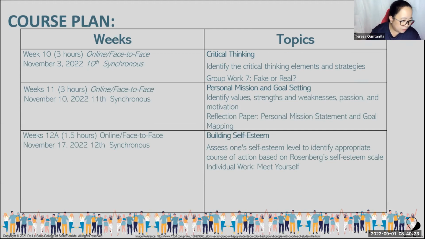Okay, so on the 12th week, you have to have a building esteem. To know our self-esteem, you have to use the Wilson-Bird self-esteem scale. Then after that, we're going to reevaluate, or we're going to self-assess ourselves. Also, for goal setting and critical thinking, there will be a self-assessment and also group work.